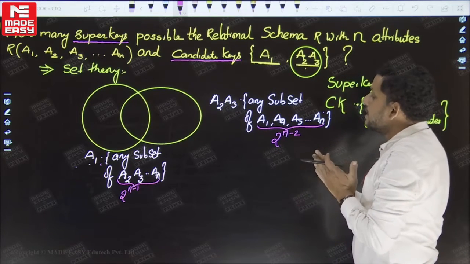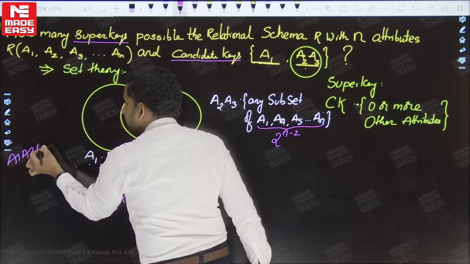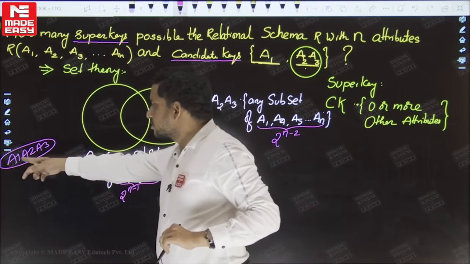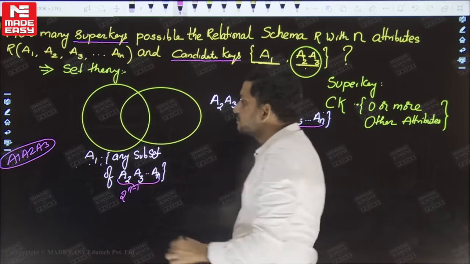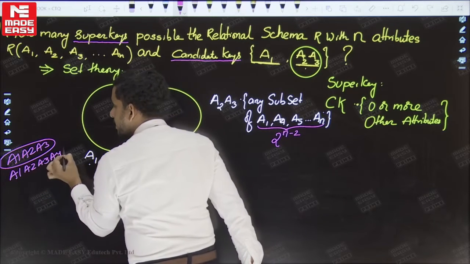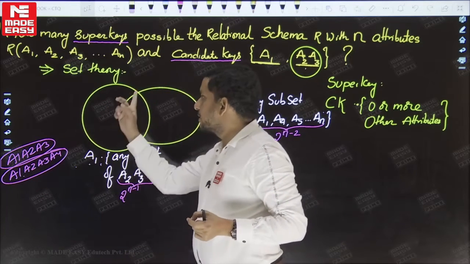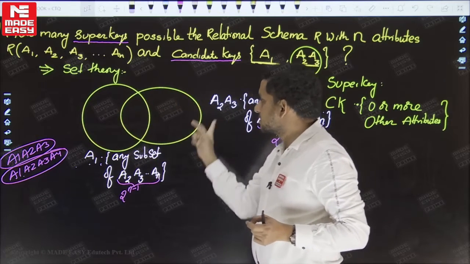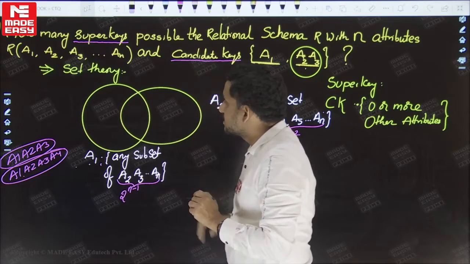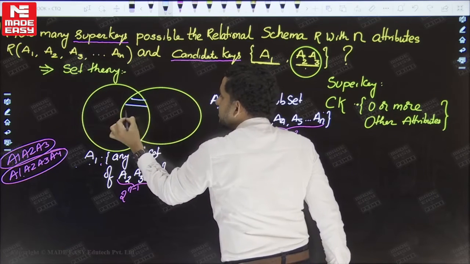But in this there are many repeated super keys. For example, A1, A2, A3 is one of the super keys which belongs to the first set. It is also one of the super keys which belongs to the second set. Similarly, A1, A2, A3, A4 is included by both the first candidate key and the second candidate key. So it belongs to the first set and also to the second set. These super keys are counted twice. To get all the super keys, we should exclude these super keys which are common between them.